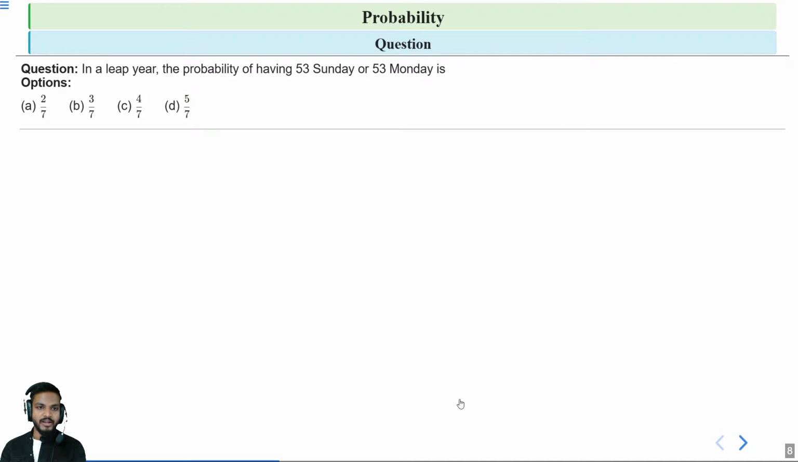What is the formula for finding probability? If the sample space has a total of n elements and event A has a total of m elements, then the probability of event A is given by m by n. So we just need to apply this formula. At first we have to find all possible outcomes to find the value of n, and then we also need to calculate all the favorable outcomes. Then you can directly apply the formula of probability to find which option is correct. So try this question, everyone, try.